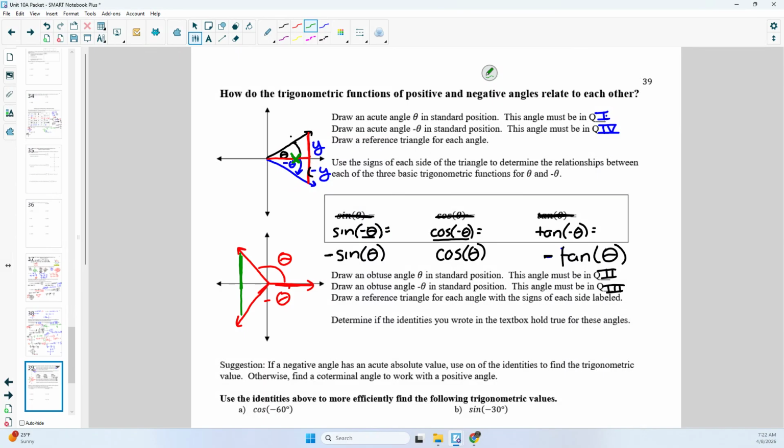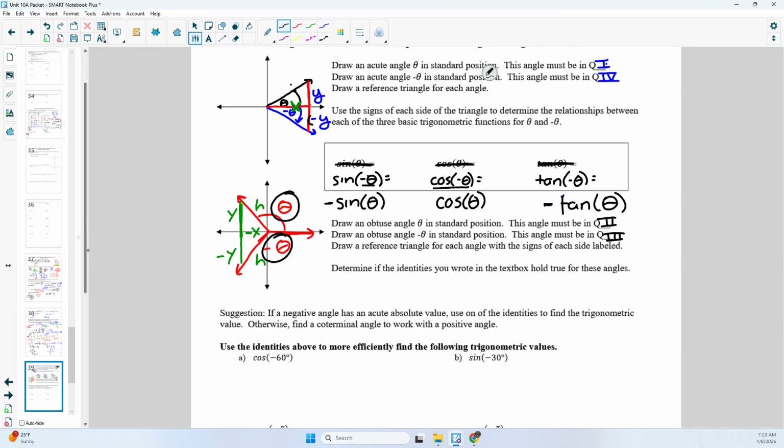We can see again, hypotenuses are always positive. The y's have opposite signs, but the x is shared. They're both negative, but they match. So we would get those same relationships where the sine would be the opposite positive or negative sign. Same with tangent because of that negative y. The cosine would end up giving us the same positive or negative sign, whether we were at the positive angle or at the negative angle.